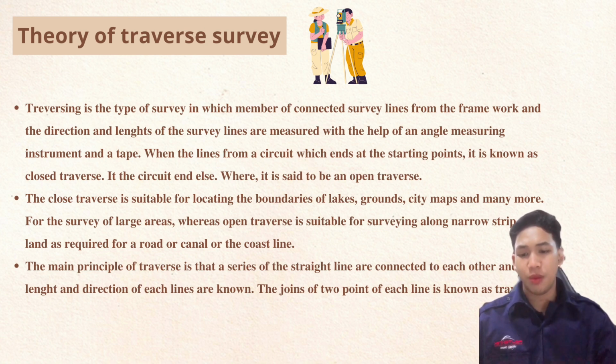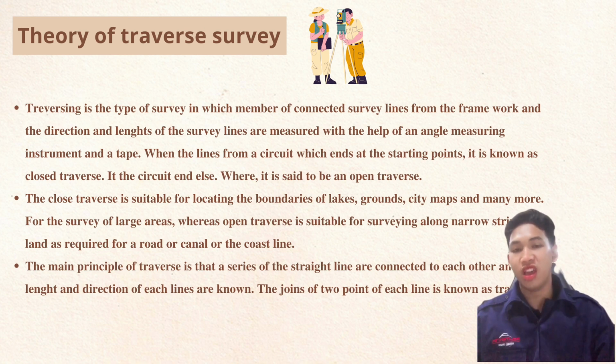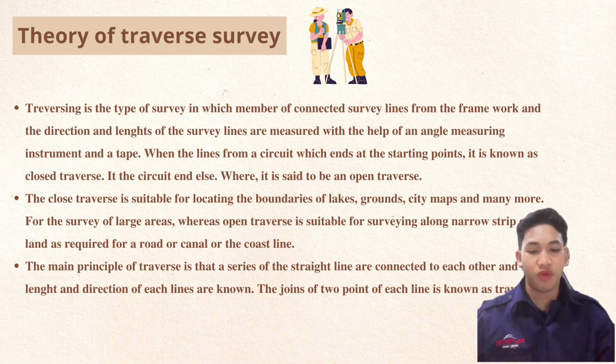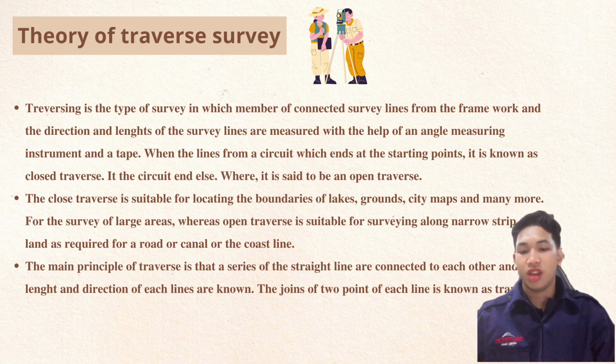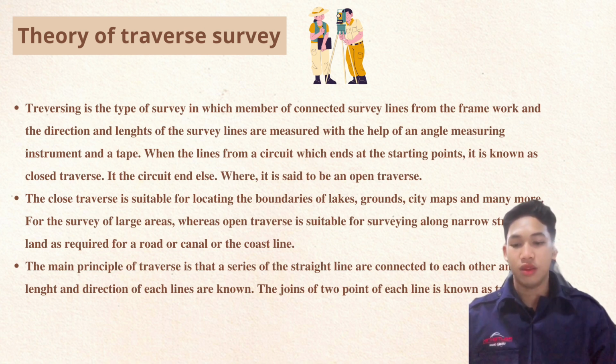The main principle of traverse is that a series of straight lines are connected to each other, and the length and direction of each line are known. The joint of two lines is known as a traverse station, and the angle at any station between two consecutive traverse legs is known as a traverse angle.